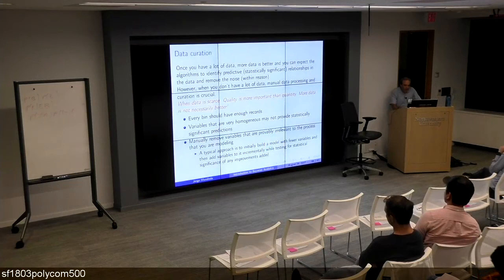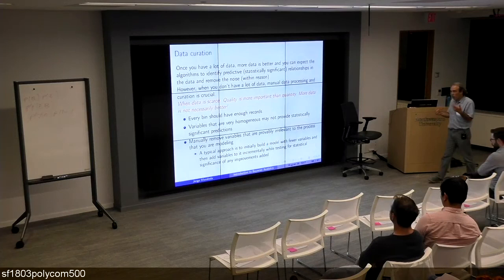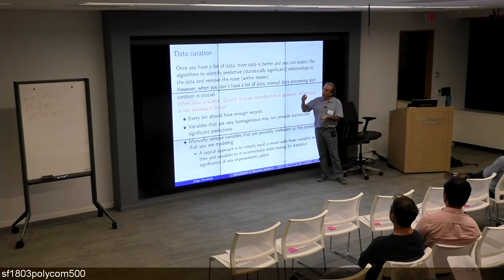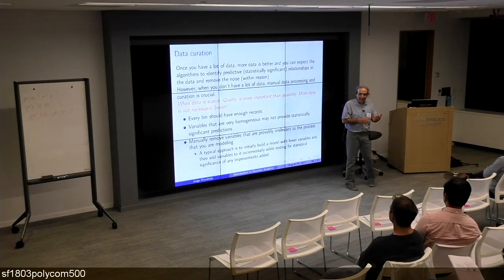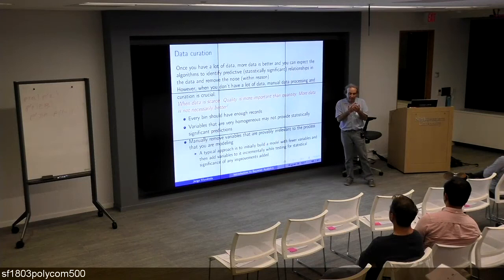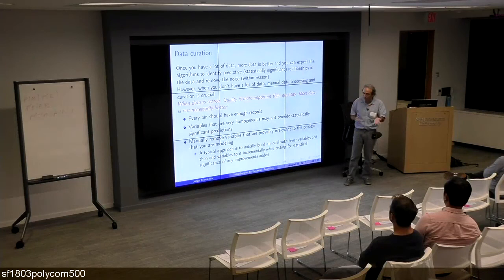So, data curation. These are things to consider, and things that I think are useful in any kind of modeling. One thing that is interesting is that when data is scarce, quality is more important than quantity. This is not true when you have big data. Typically, within reason, you can expect that your techniques are robust and will find the signal from the noise. So if you keep adding data, even if the data has a lot of noise and missing variables, you think, well, okay, I have a lot of it, the system will figure out what is statistically significant.